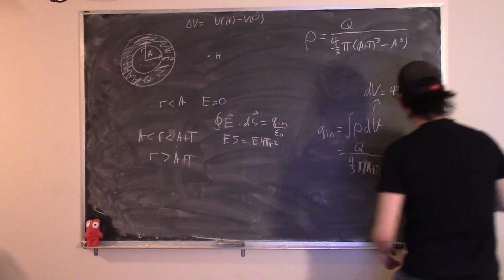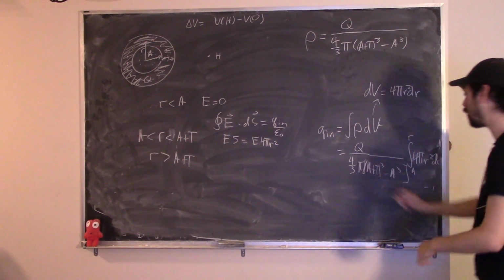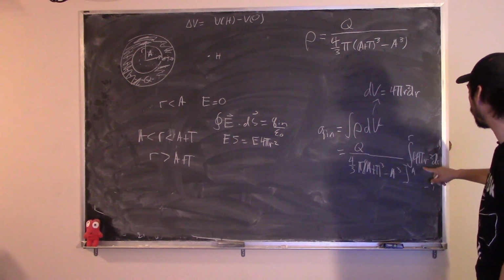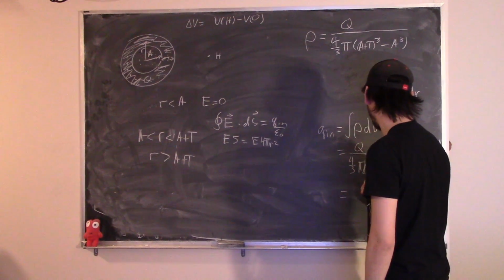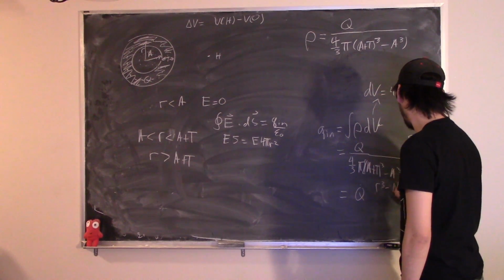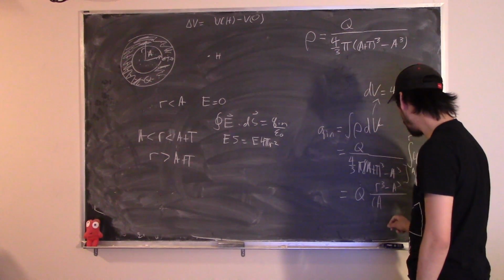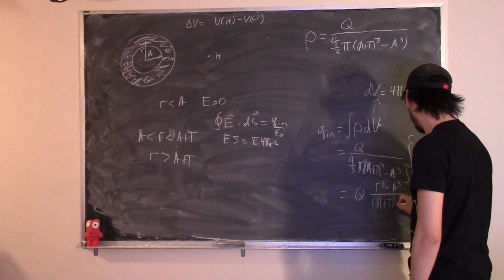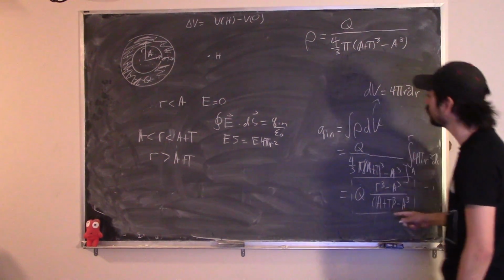So when I do this integral, what I'm going to end up finding is that this is going to give me a 4 pi over 3, which is going to cancel the one that I have here. And then I'm going to have r cubed minus a cubed. So Q enclosed in this case is going to be Q times (r cubed minus a cubed) divided by (a plus t) cubed minus a cubed. Okay, so that's what our Q enclosed is.